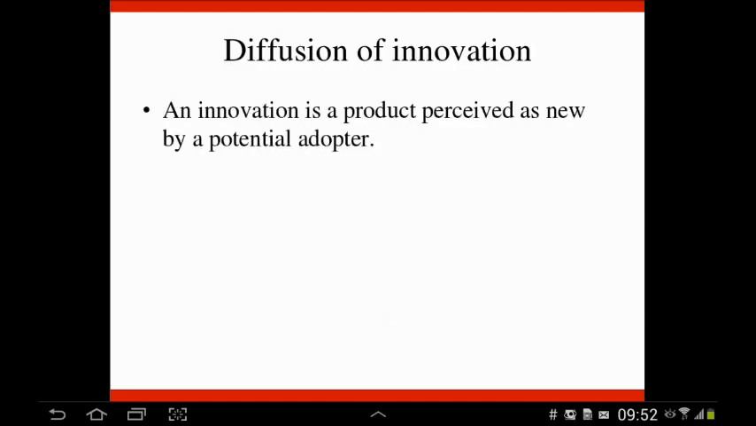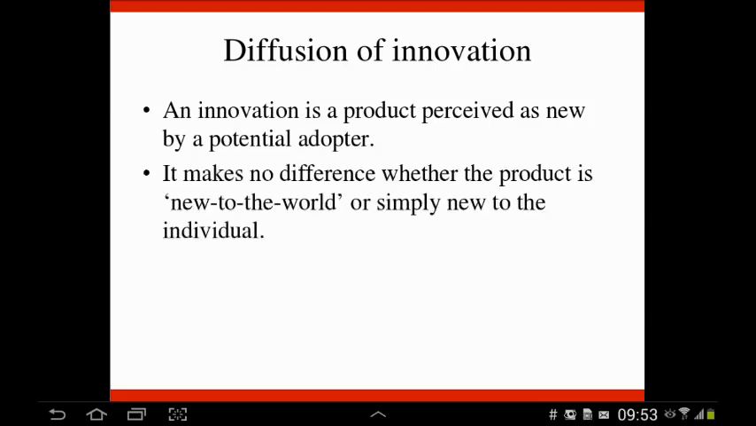So, the diffusion of innovation. An innovation is a product that is perceived as new by a potential adopter, by someone who's never had it before. Now, it's very important. It makes no difference if it's a new-to-the-world product. What matters is if it's new to the individual.